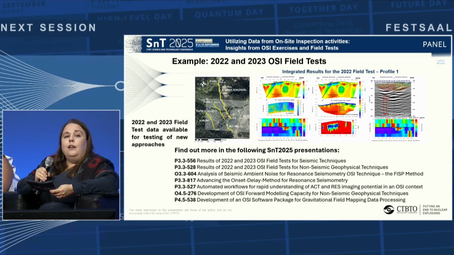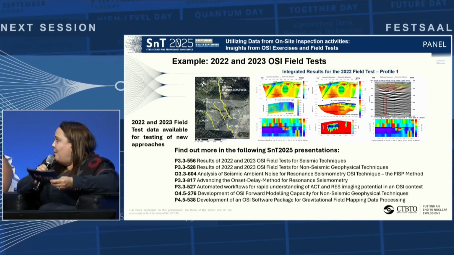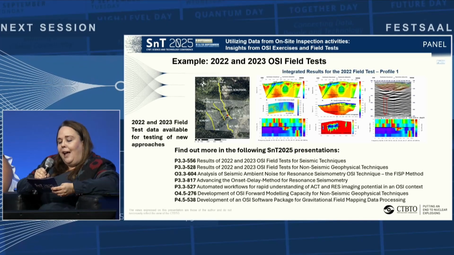So you can actually find out about the different aspects of the OSI techniques development using these 22 and 23 field test data from a broad range of S&T presentations. Most of these presentations have already passed. However, after this panel session, you will still have a chance to hear the talk by Joseph, one of our panelists. The talk is titled Analysis of Seismic Ambient Noise for Resonance Seismometry OSI Technique, and the talk will be given in the oral session for 3.3 on-site inspection relevant techniques starting at 4:30 in Prince Eugen Saal.